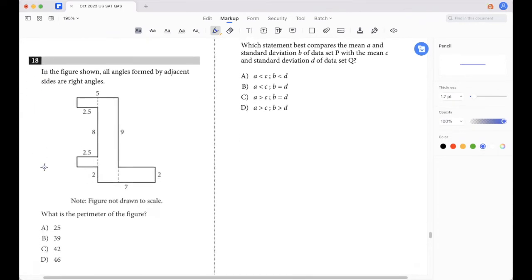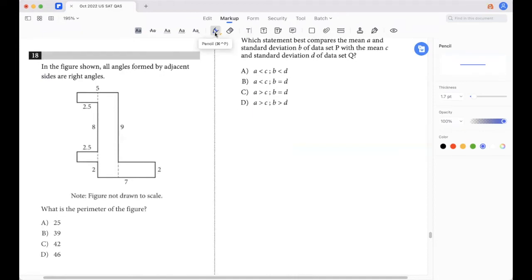In the figure shown, all angles formed by adjacent sides are right angles. What is the perimeter of this figure? Okay, so this is 2.5. So this is 2.5. 2.5, right? So this would be 4.5. Okay, so this is also 4.5.